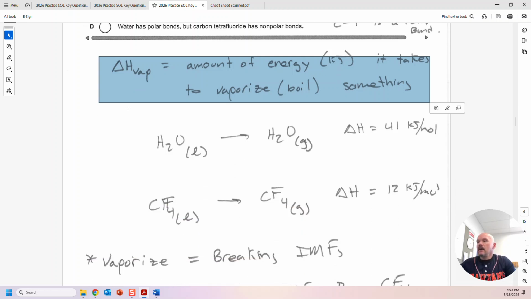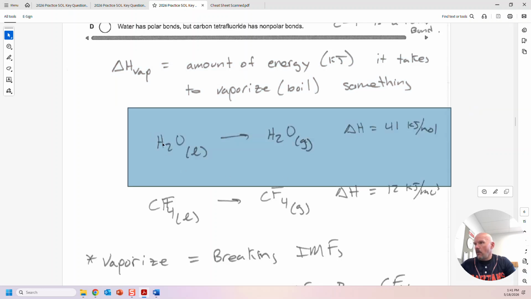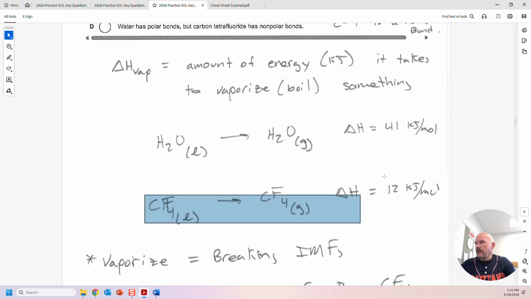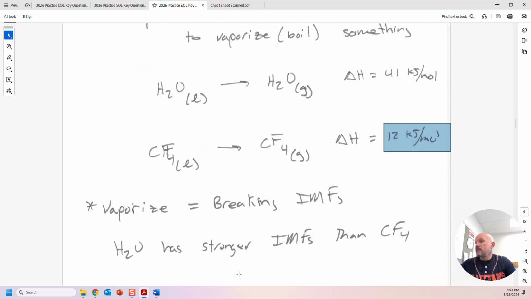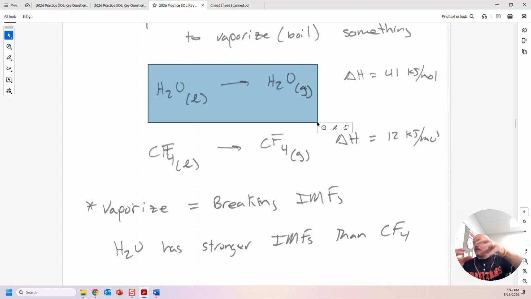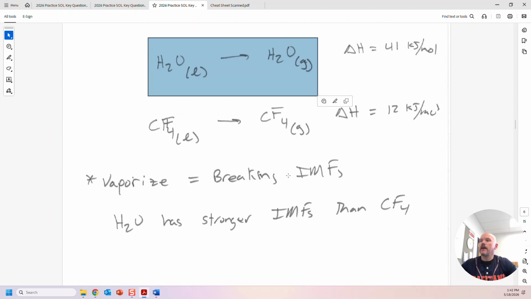So what we're saying is for 1 mole of water to do this, it takes that much energy. For 1 mole of carbon tetrafluoride to do it, it takes that much energy. Remember, to vaporize, to melt things, you're breaking IMFs. So you're not breaking bonds, you're breaking intermolecular forces between the molecules. You could use the word bond if that IMF is a hydrogen bond, because you are breaking hydrogen bonds between water molecules. But remember, you're not breaking the hydrogen-oxygen polar covalent bond between the atoms within the molecule, just the forces between the molecules, okay?